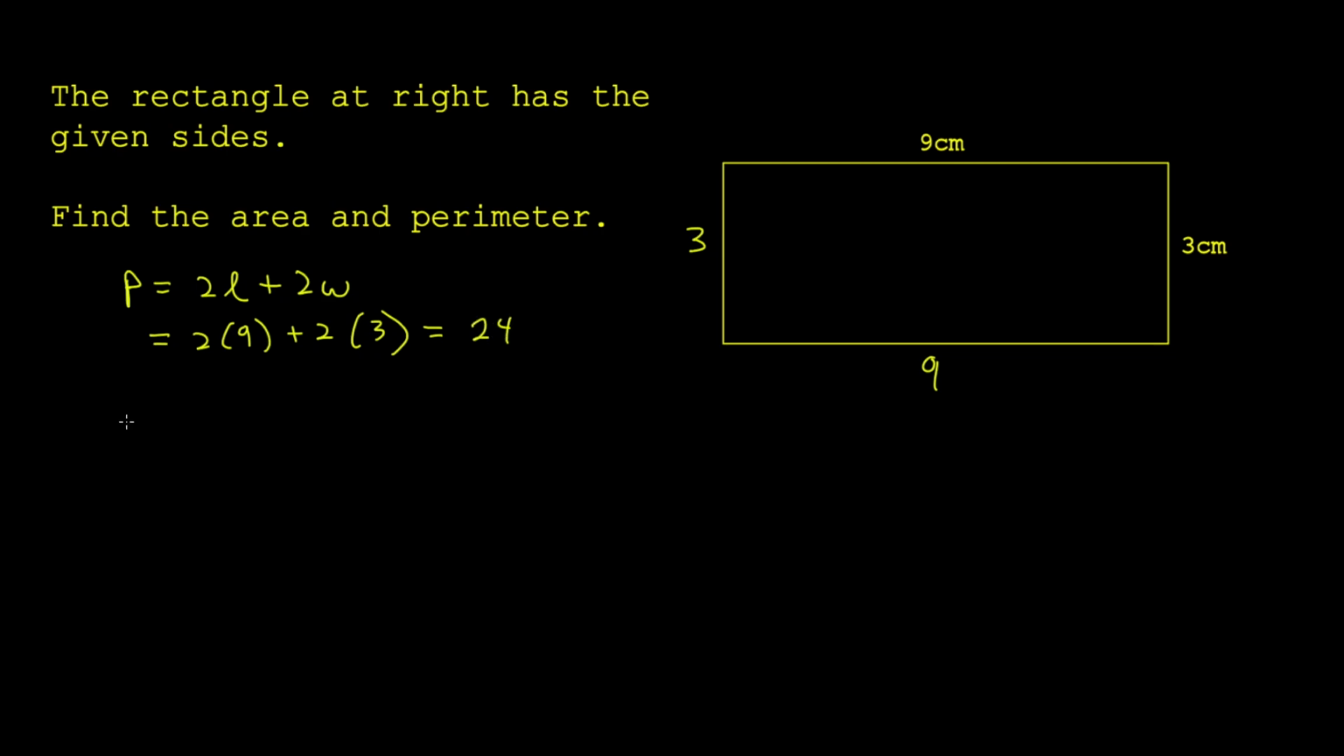24. Now the area of a rectangle is length times width, which in this case is 9 times 3, which is 27. Fairly simple. And that is how to get the area and perimeter of a rectangle.